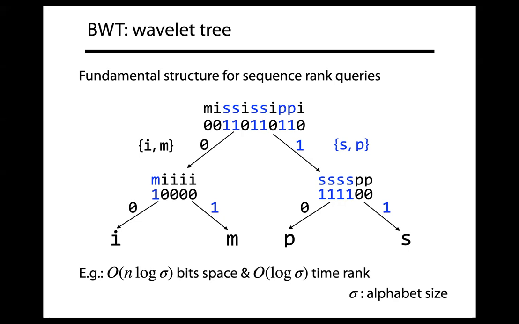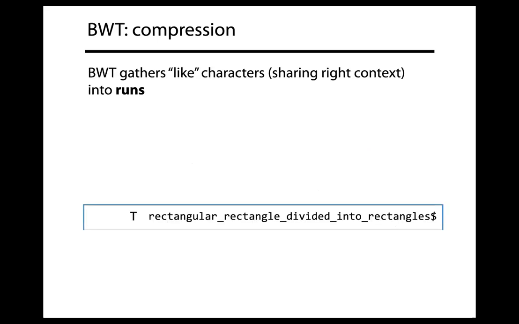Okay, now we want to do something better than the wavelet tree, but that takes a little bit more introduction. The other thing that the BWT does, as I said, is it takes the internal repetitive structure of the string and brings it to the surface. Let me show you what I mean by that. Specifically, it gathers together like characters, in the sense that they have similar right context. So if characters have similar right context, they end up together in the Burrows-Wheeler transformed string.